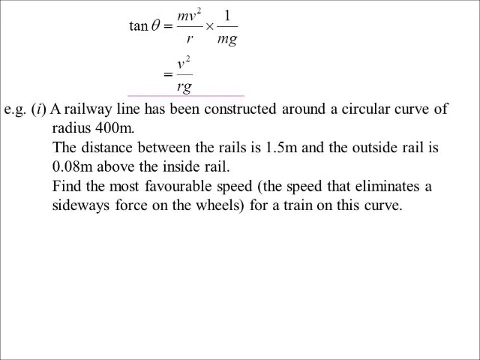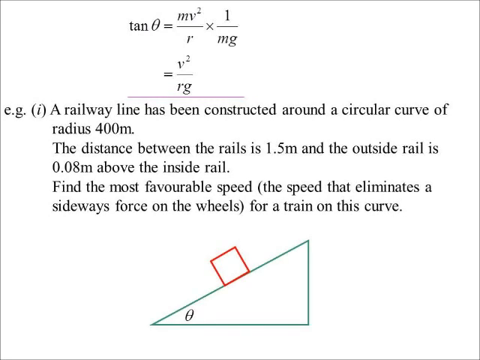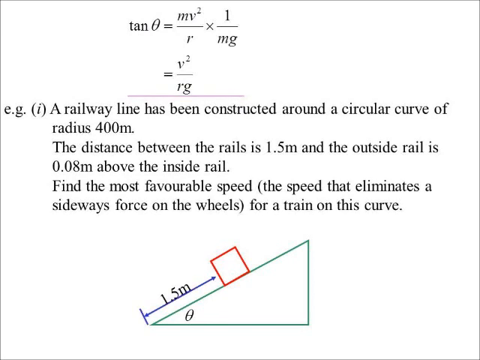So if you're going too fast into that curve, then the train's going to want to move up the curve, bang, moves off the rails. That's not good. So we want to find the most favourable speed, so actually we'll stay on the track. So again, we draw up our problem. But this time I know, all right, the track is 1.5 metres wide, they've told me. And the outside rail, 0.08 above the inside rail. Put in our normal force and gravity.